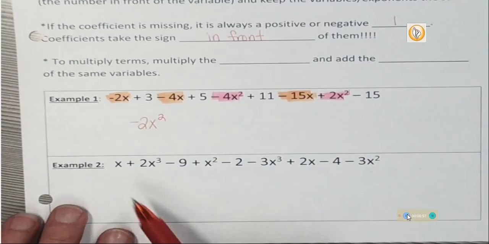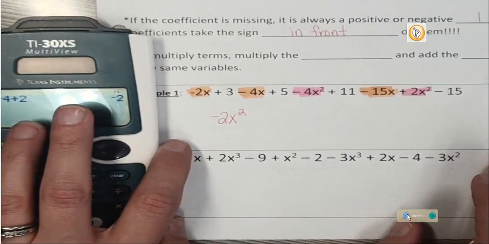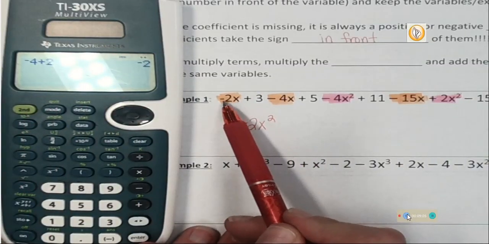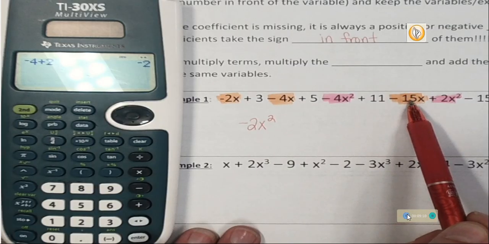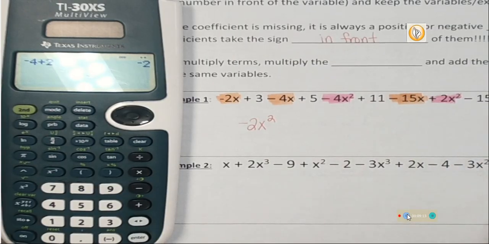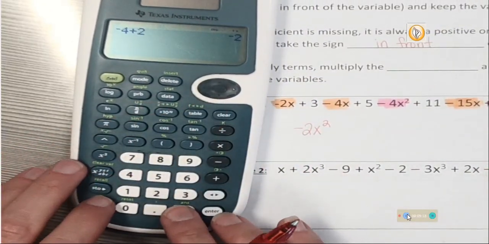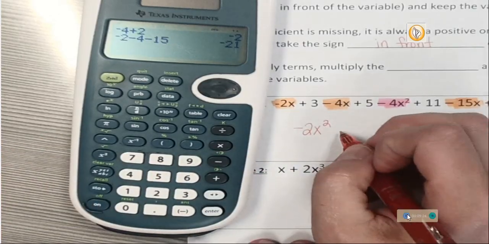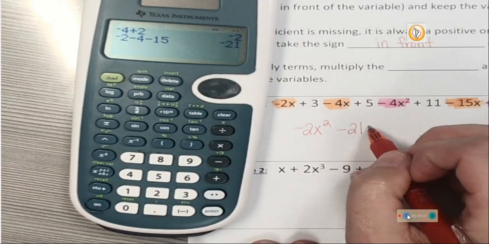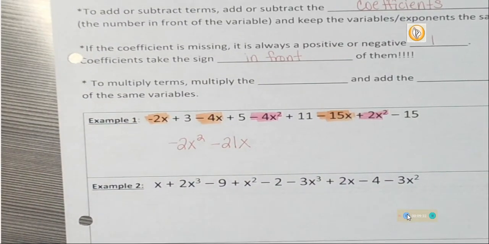All right, what am I going to do? I've got 3 terms, so what do I do with those 3 numbers? Add them up, okay? I can do it in my head if I want to. So negative 2 and negative 4 gives me negative 6, and negative 6 plus negative 15 more gives me negative 21, I'm pretty sure. I'm going to check my calculator just because my brain is kind of tired today. So negative 2 minus 4 minus 15, we were right. Negative 21, but what goes behind it? Just x. When you add or subtract, you don't change anything at all about the variable.